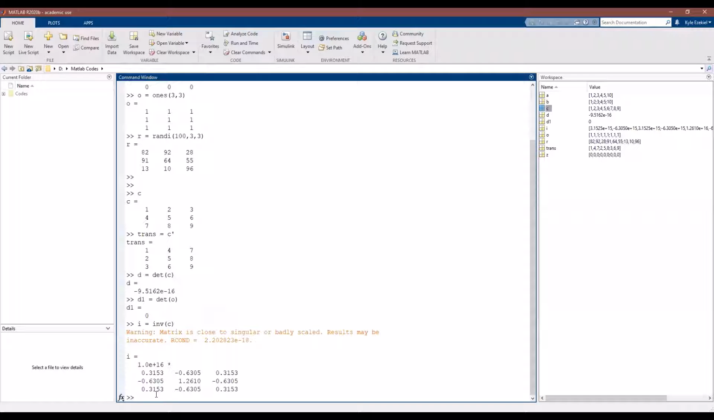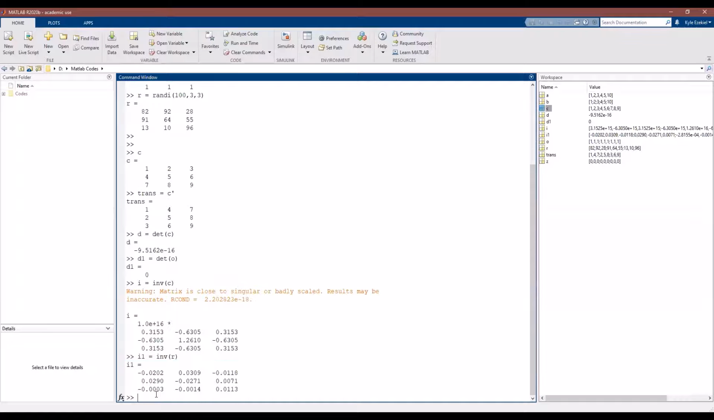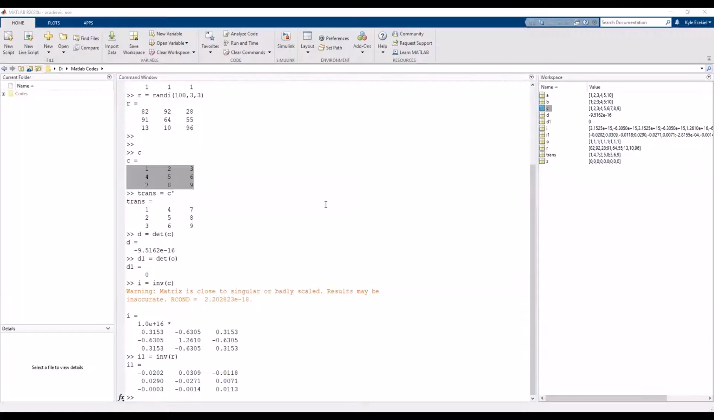So what if we try using R? So inv R. Okay, so there's no error. So basically, what I used here on the numbers 1, 2, 3, 4, 5, 6, 7, and 9, they are badly scaled. Okay. Meaning the coefficient matrix is singular.